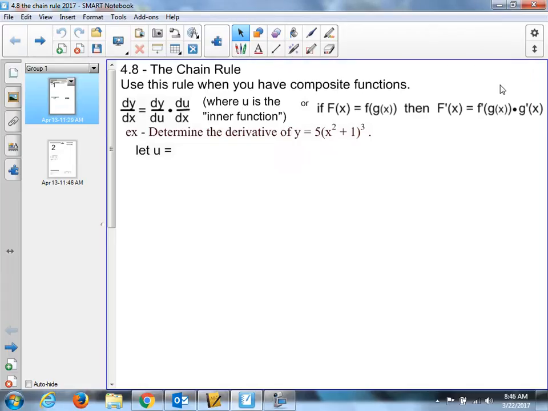Today's the chain rule. Chain, chain, chain. Use this rule when you have a composite function. What's a composite function? It's a function inside a function, right? Now, get in touch with your inner functions.